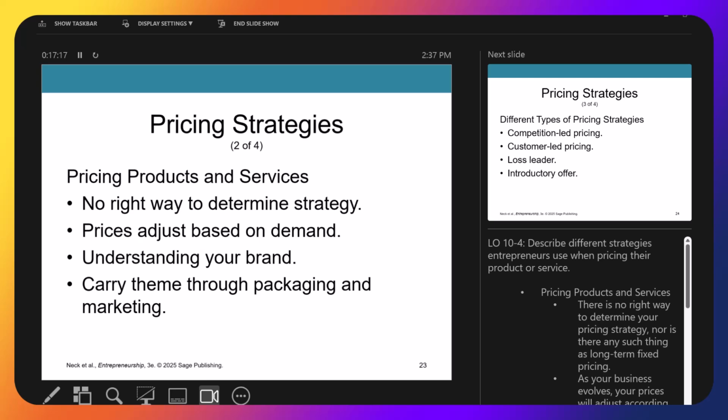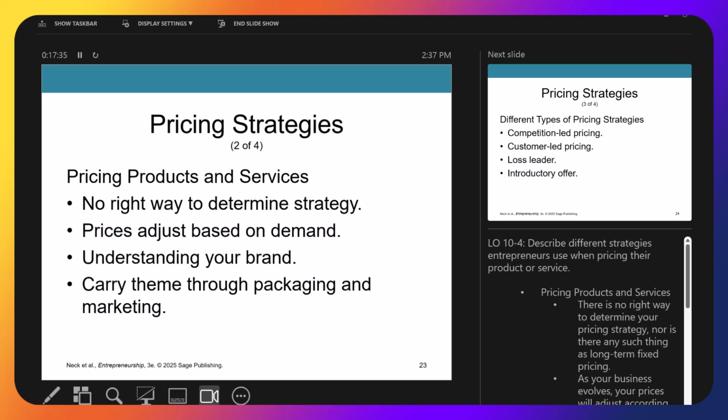Understanding your brand and carrying your thing through packaging and marketing. Understanding your brand. Know who you are and know what it is you do, and stay true to that. Don't try to be too many things to too many different people. Stay consistent with your brand and carry your thing through packaging and marketing.